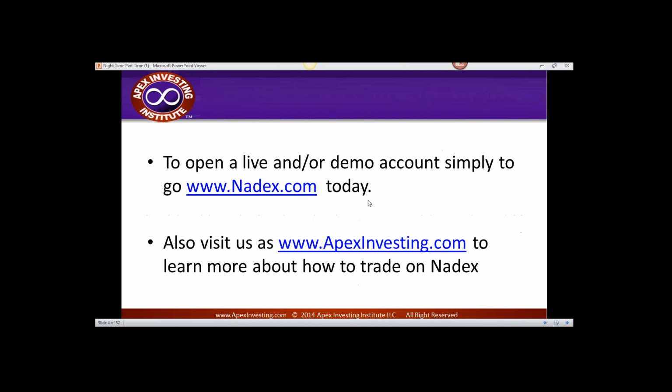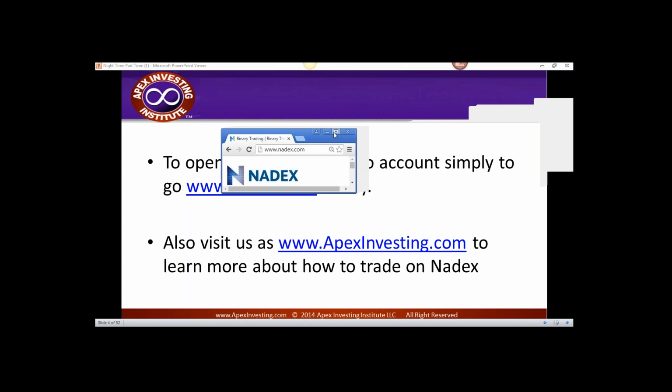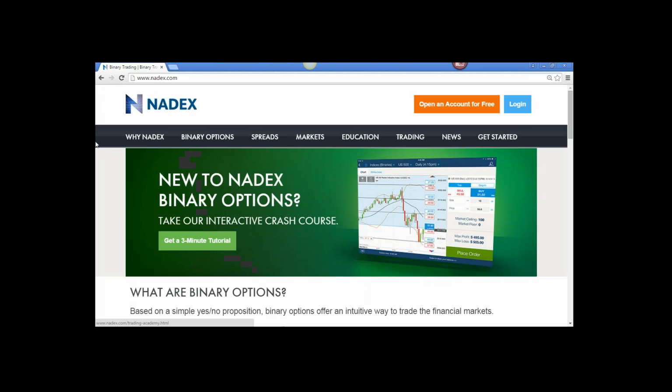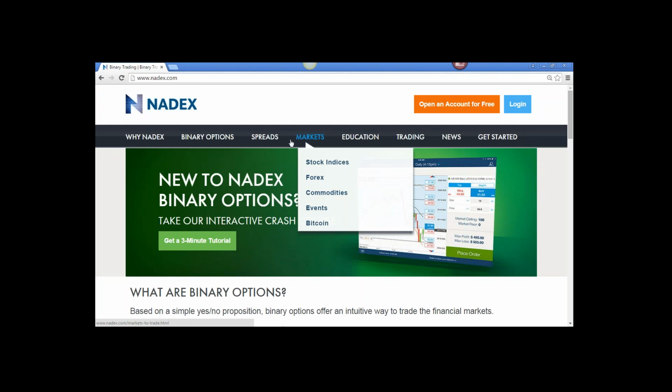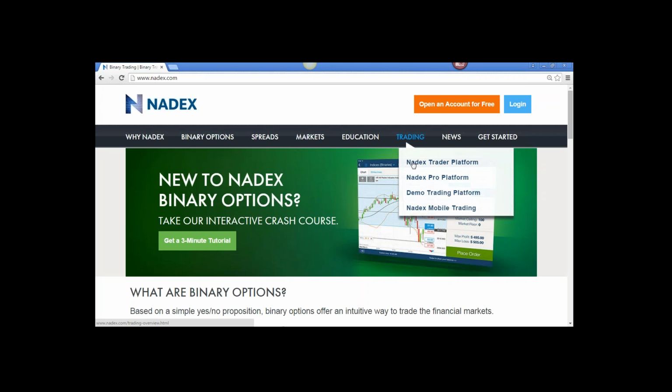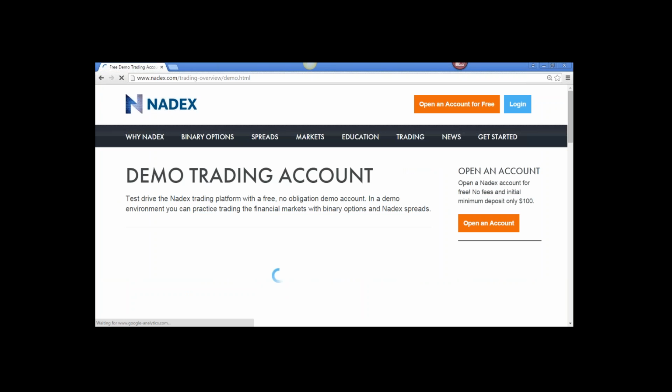For those of you brand new to Nadex, hop on over to nadex.com. You can browse through here and get all the information about the different contracts and contract specs that Nadex has to offer. Go right here to the Trading tab, go down to the third one, Demo Trading Platform. If you don't have a demo account with Nadex, go ahead and open one right now, even while we're on the webinar. It may help you walk through with us and understand some. Very simple to do, only takes you a couple minutes.